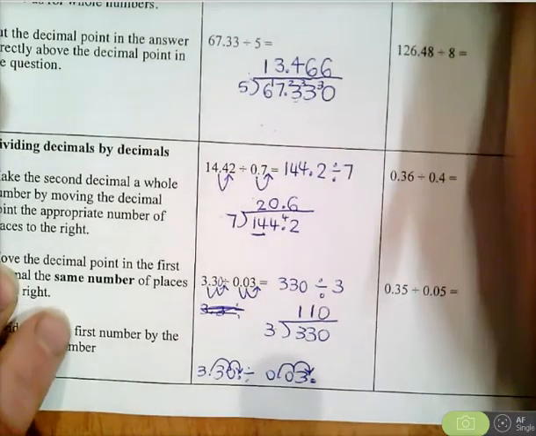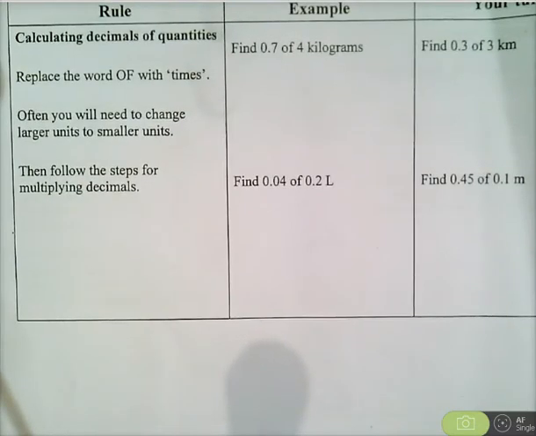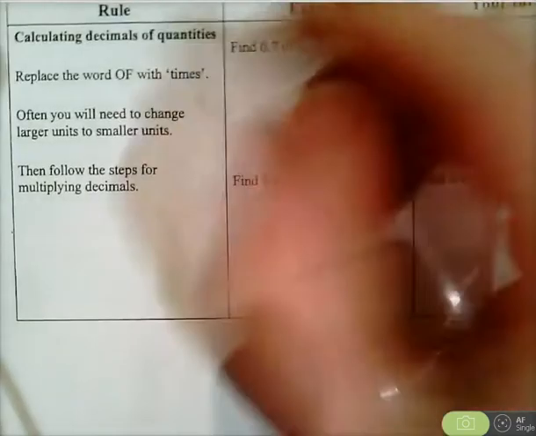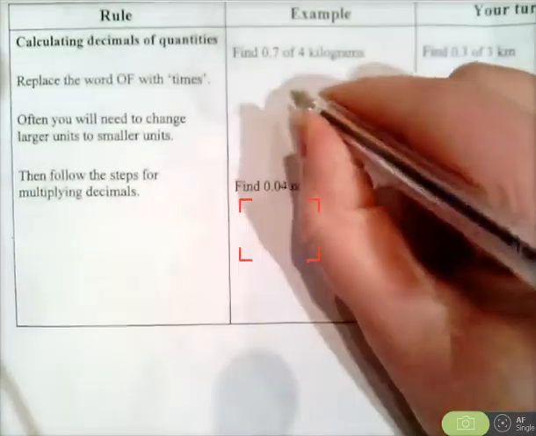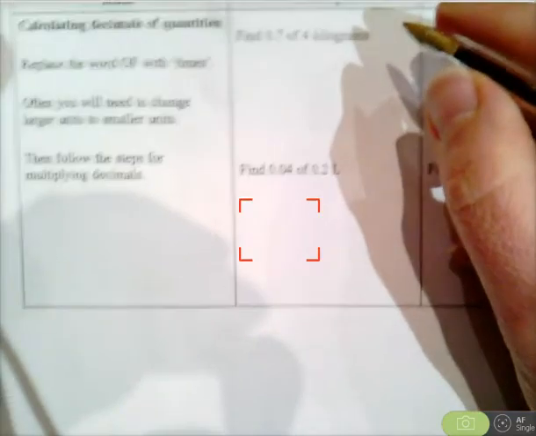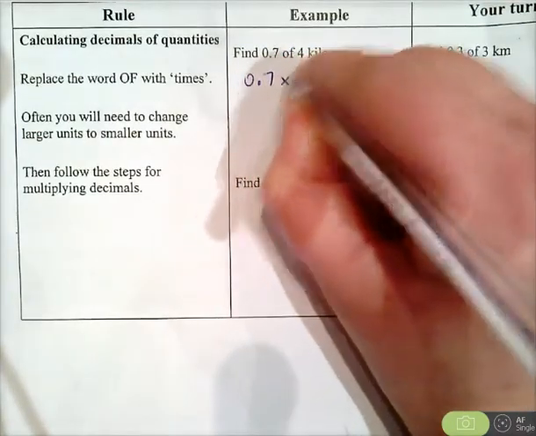Okay, now you can try all this other column on your own a bit later. I'm just going to finish the booklet off by going over the page, okay? Now, this last question here, sometimes you'll get these questions with a calculator, okay, but I'm going to do these without a calculator. Remembering calculating decimals of quantities, when you see the word of, it means times most of the time anyway. So if you want 0.7 of 4 kilograms, that question becomes 0.7 times 4.